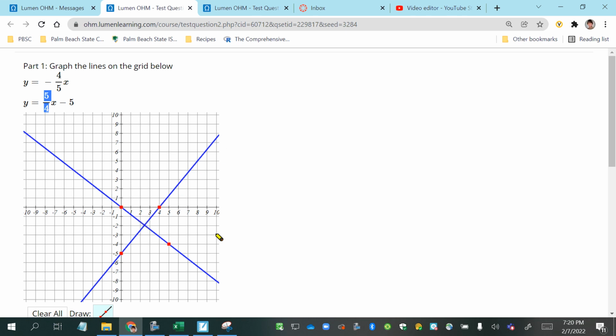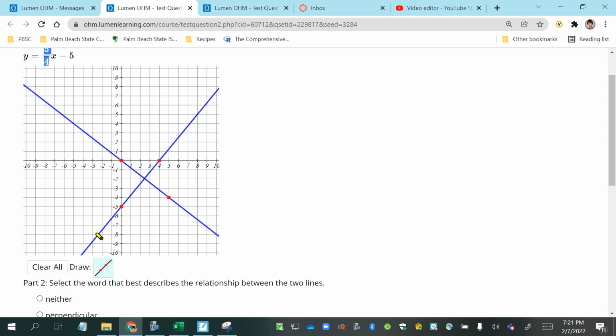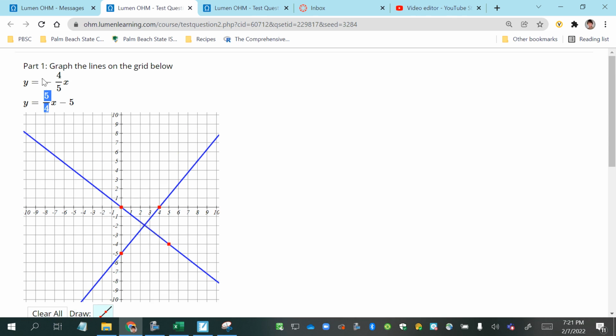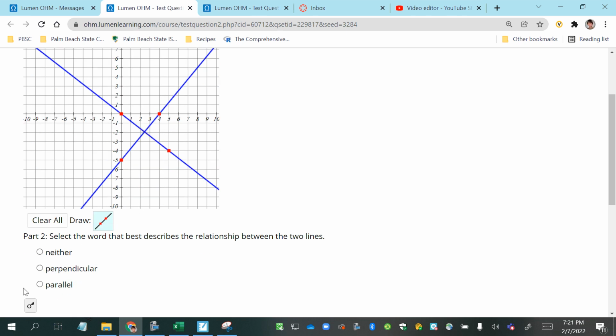Now, we are asked about the relationship of these 2 lines. Parallel would mean they run side by side and never touch. In other words, they have the same rise over run or the same slope. Now, clearly they don't run side by side, and you can see that their slopes are not exactly the same. I have -4/5 and +5/4. The other option besides neither is perpendicular.